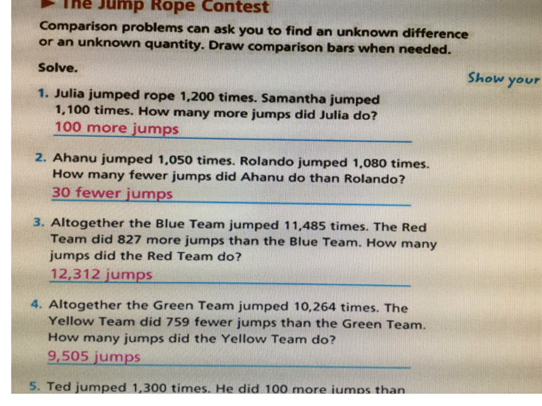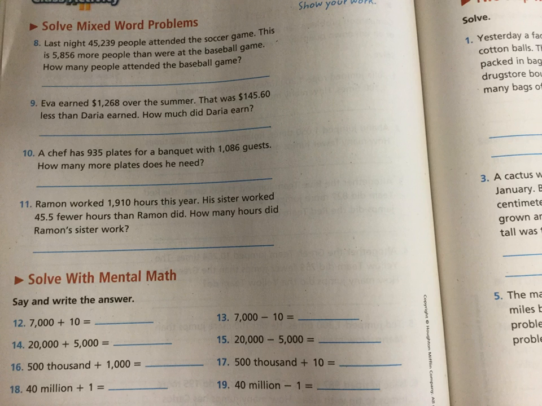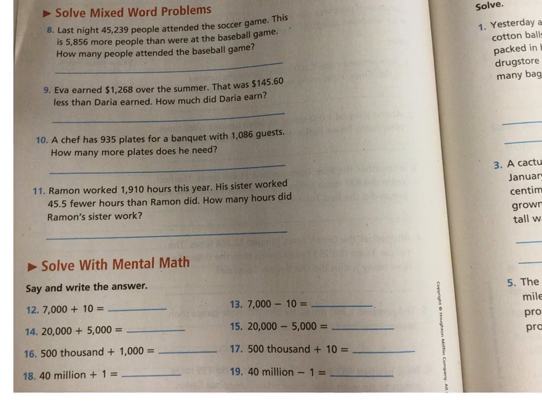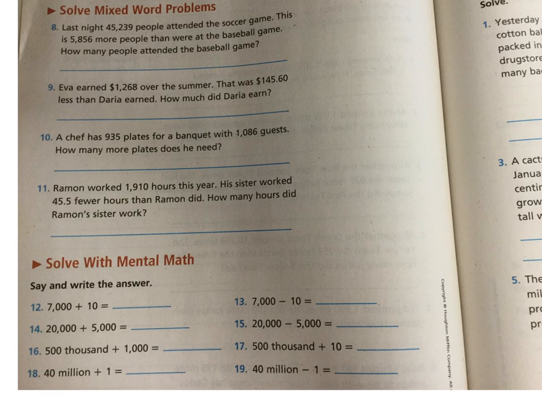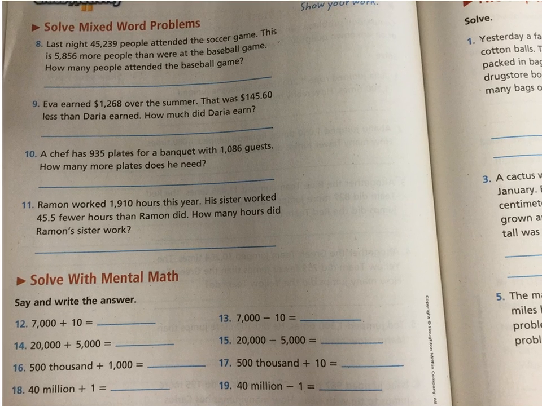Now let's turn the page to page 142. Page 142, we're going to be looking at 8 through 19. We're not going to do 20 and 21. Now we have mixed word problems for 8, 9, and 10. Let's look at number 8 together. Then we'll move on from there.